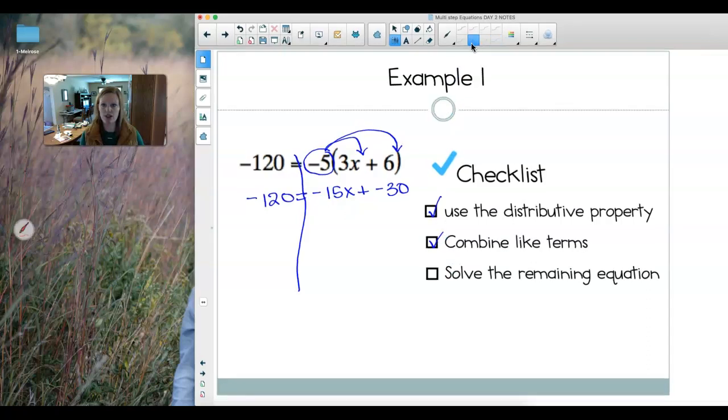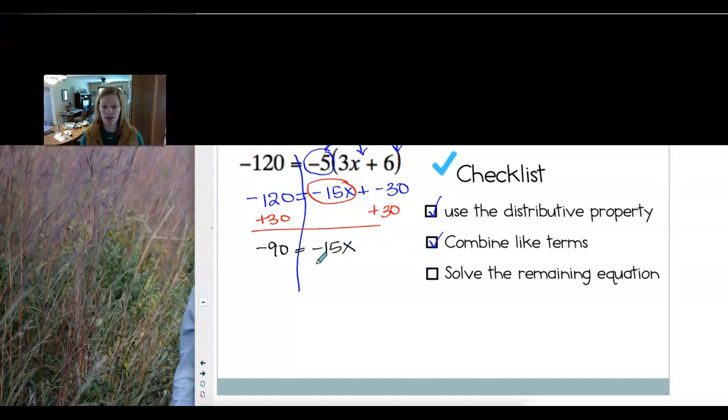When we solve this, remember, we're going to circle the variable and its best friend. I want to keep that together as long as possible. We're going to get rid of this -30, and the way to get rid of a -30 is with a +30. So we put +30 on both sides. And then what we have left is -90 equals -15x.